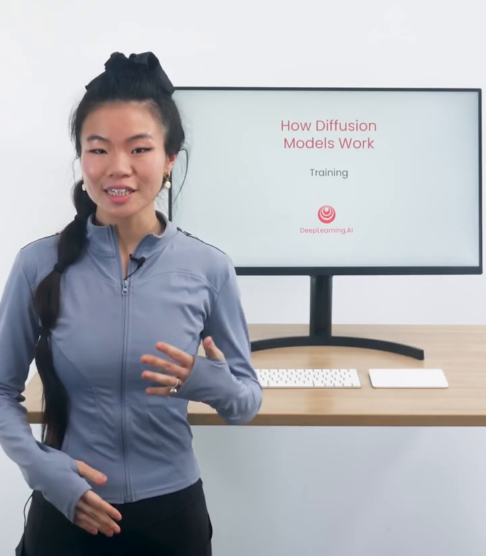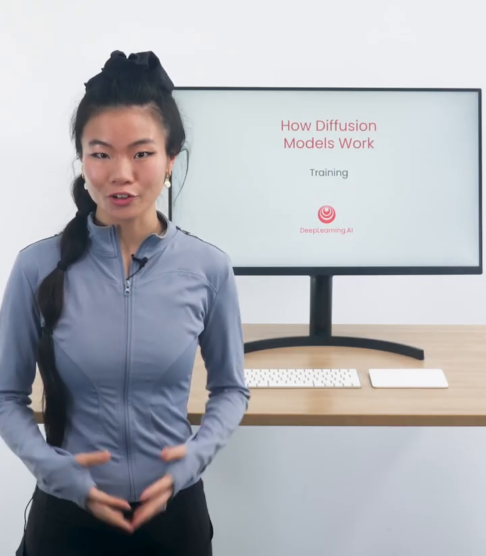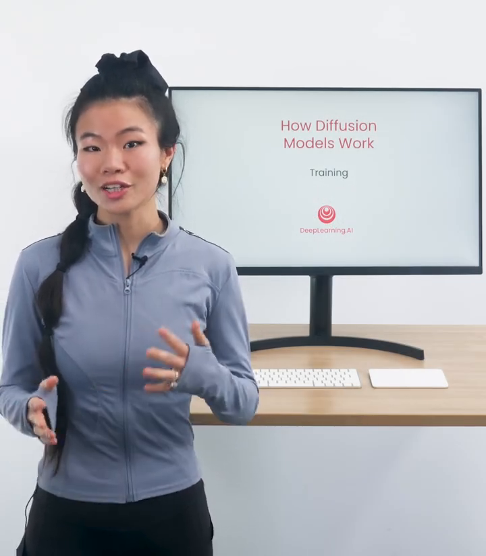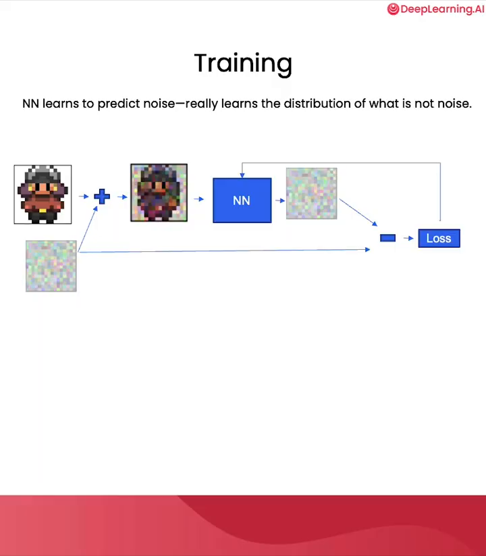In this video, we'll discuss how to train this UNet neural network and get it to predict noise. The goal of the neural network is for it to predict noise, and really it learns the distribution of what is noise on the image, but also what is not noise, what is sprite likeness, right? And so how we do that is that we take a sprite from our training data and we add noise to it. We give it to the neural network and we ask the neural network to predict that noise.